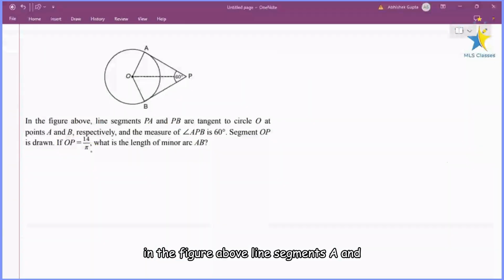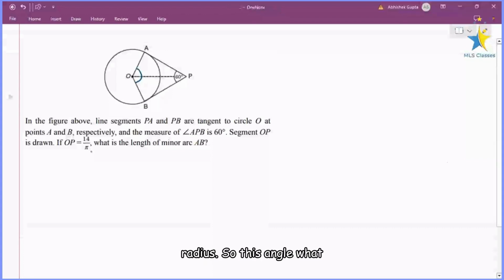In this question it says, in the figure above, line segments PA and PB are tangents to circle O at points A and B respectively, and the measure of angle APB is 60 degrees. Segment OP is drawn. If OP is equal to 14 over pi, what is the length of minor arc AB? To find the length of arc AB, we need this angle and the radius.